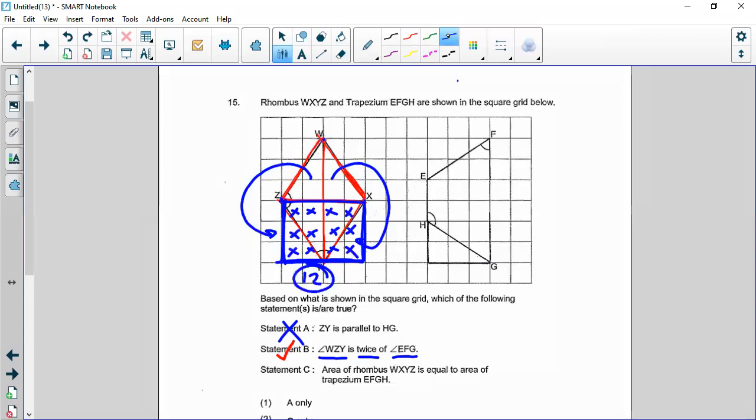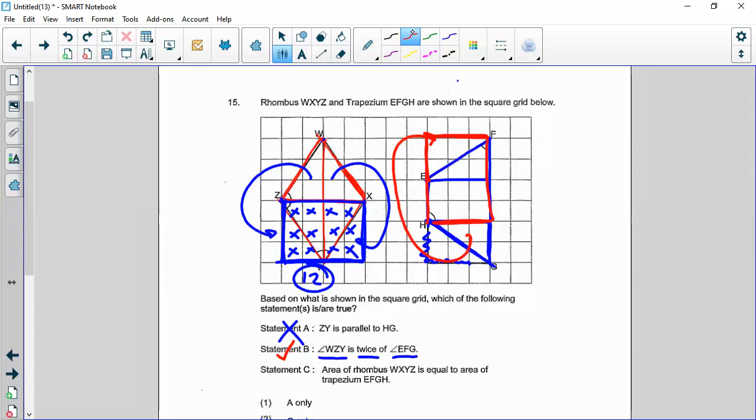12 squares. Okay, then you look at the trapezium. This line is drawn by the student, so don't care about this line. So look at this trapezium. Is it also the same? What do you think? You cut it, and this triangle, what do you do? You take it out and join over here. Can you see? So now I have over here a rectangle already. Do you follow what I'm doing?